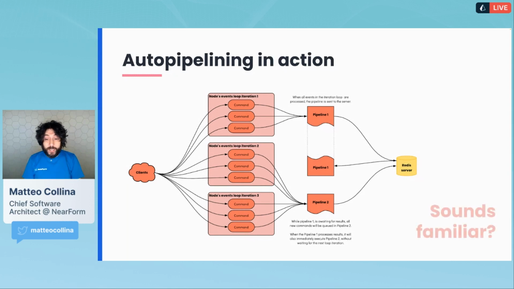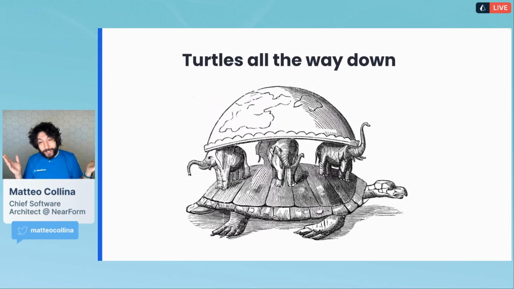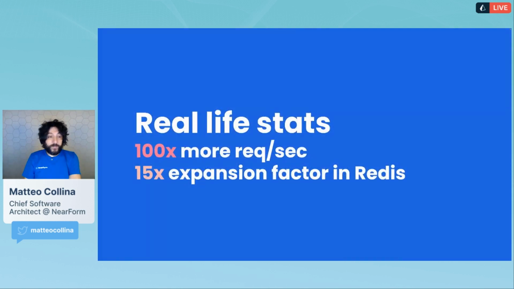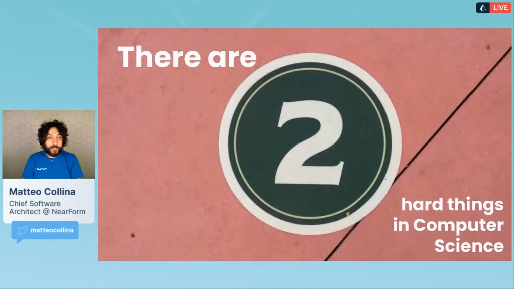And the result is the exact same technique that we talked about before. It's the exact same caching, deduplication. It's the exact same event loop technique that we were talking about before. So, some real life statistics. We have deployed this into production. We have received 100 more requests per second in practice, and we have a 5x expansion factor in Redis. What I mean is for every single GraphQL query, we are doing 15 GET commands on Redis. And Redis is not batting an eye.